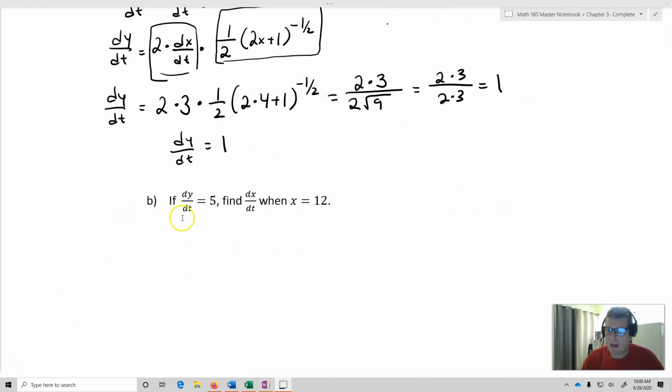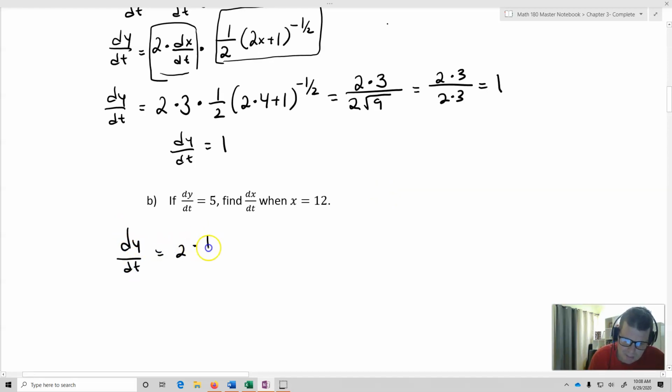Now this states if dy/dt equals 5, find dx/dt when x equals 12. Well, I already know that dy/dt is going to equal 2 times dx/dt times 1/2 times 2x plus 1 to the negative 1/2. What that means for us is that this is simply that differential equation, or the derivative that we found. Now I need to just plug in my values.